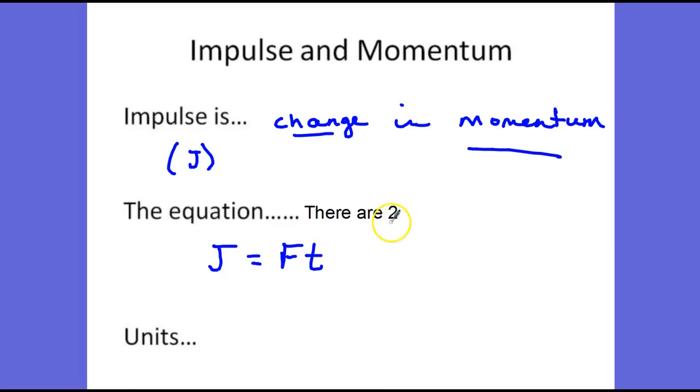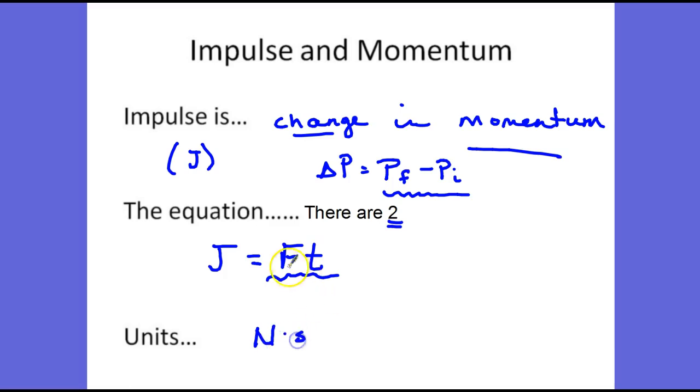Now, I say here that there are two equations because the definition of impulse is that it is a change in momentum. And so it has to be delta P, which is the final momentum minus the initial momentum. So you can calculate impulse by using force times time, and you can also calculate impulse by finding out how much the momentum has changed. The units of impulse are Newton seconds. Force times time, newtons times seconds.